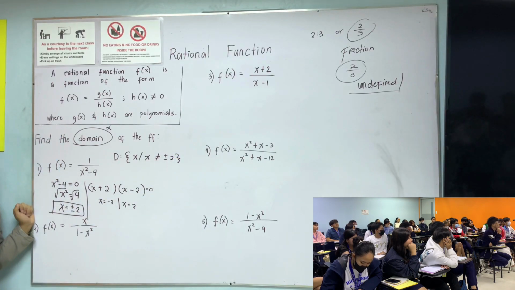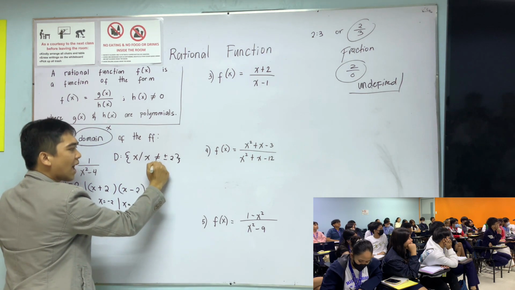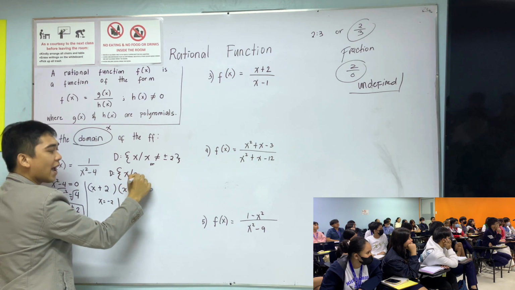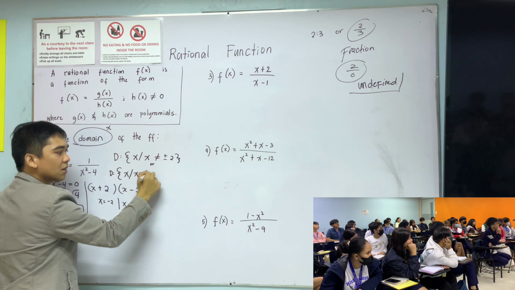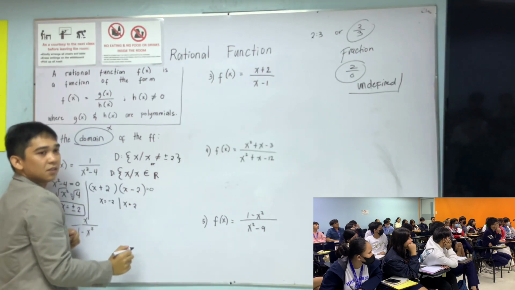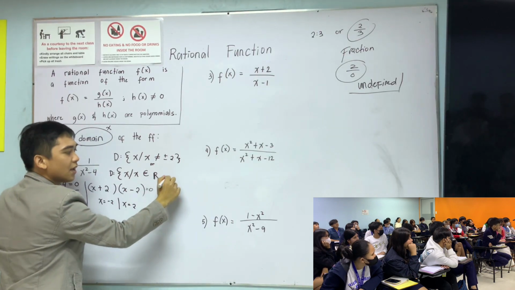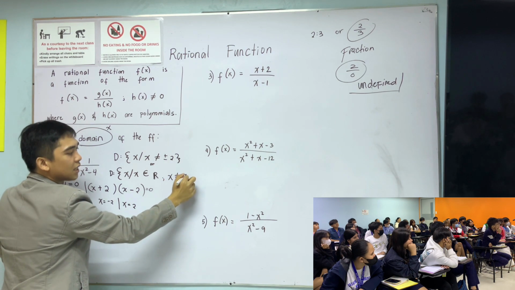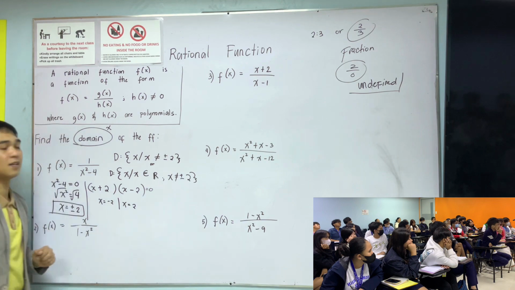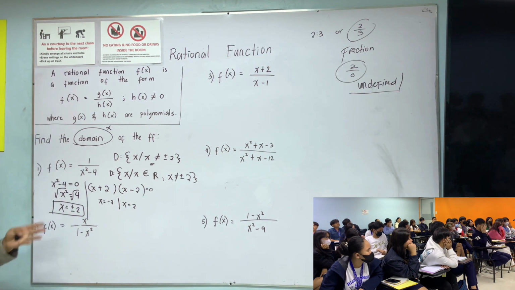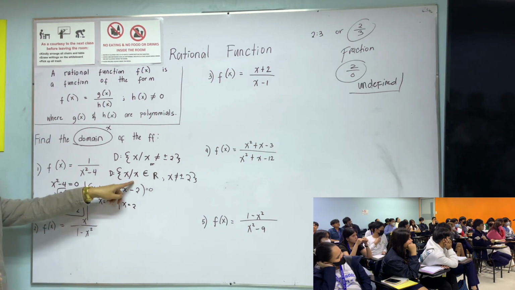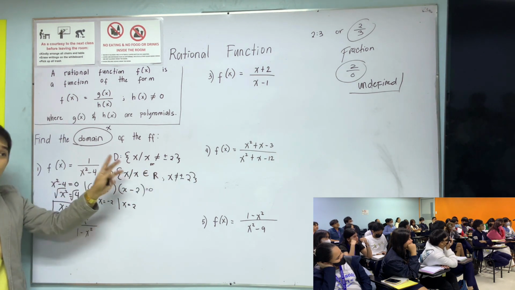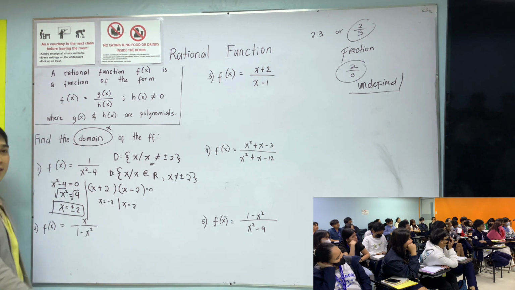That's the domain. It can also be written as domain x such that x is an element of real numbers such that x is not equal to positive, negative 2. Pwede din po yan sulat. Or kaya, yung words mismo, x such that x is not equal to positive and negative 2. Yung pure word ang sulat natin. Gets niyo yun?